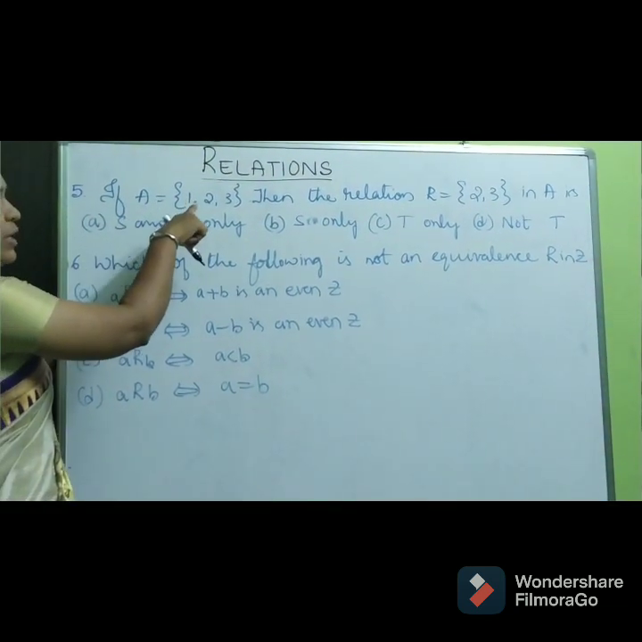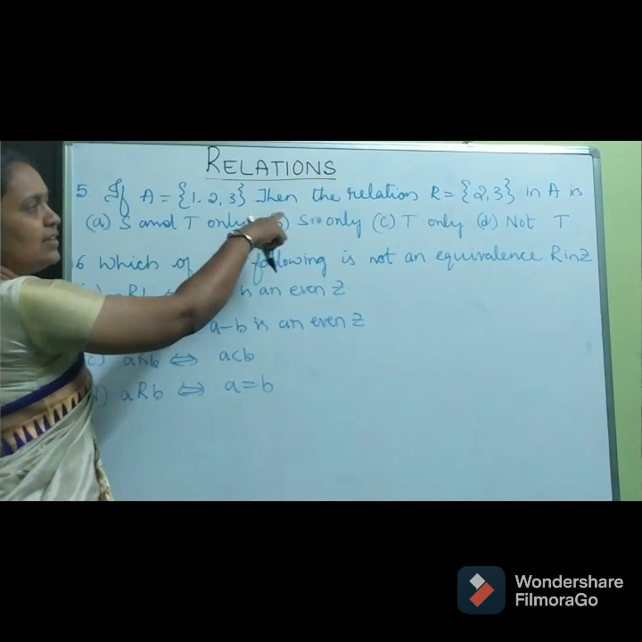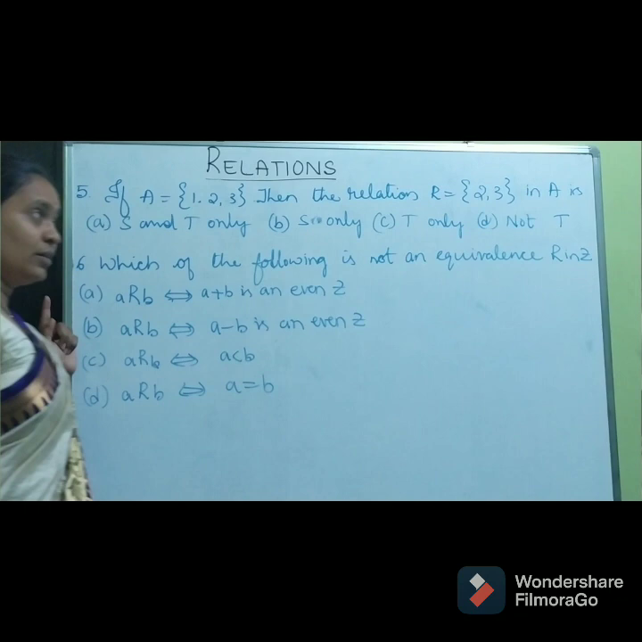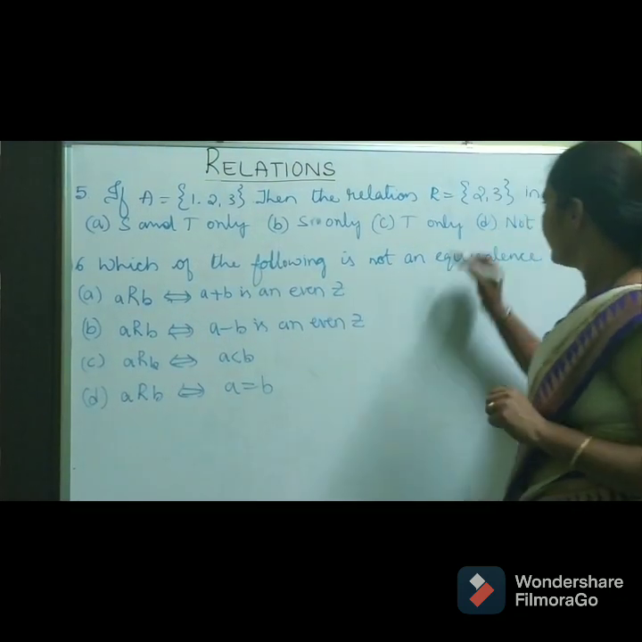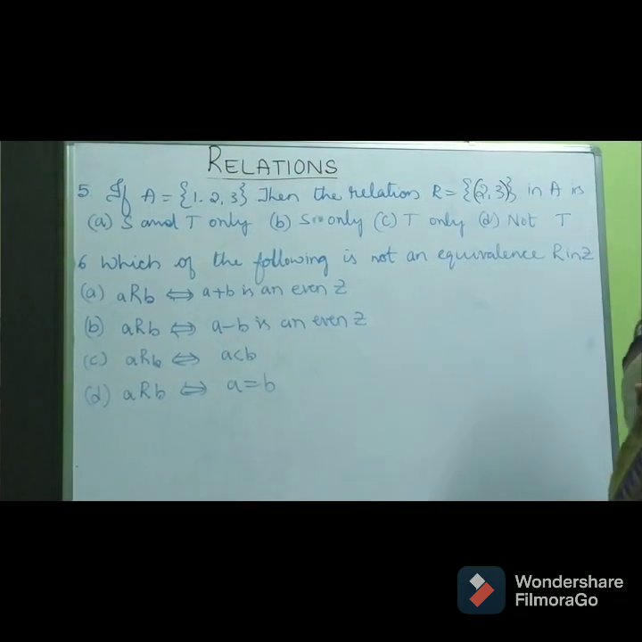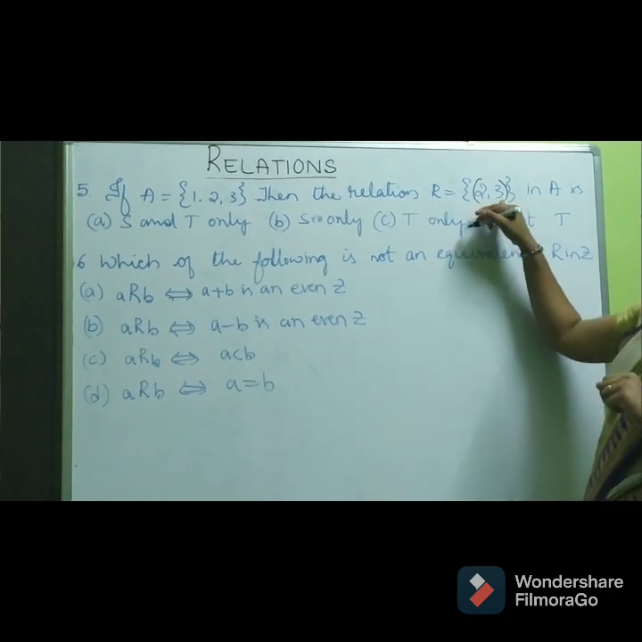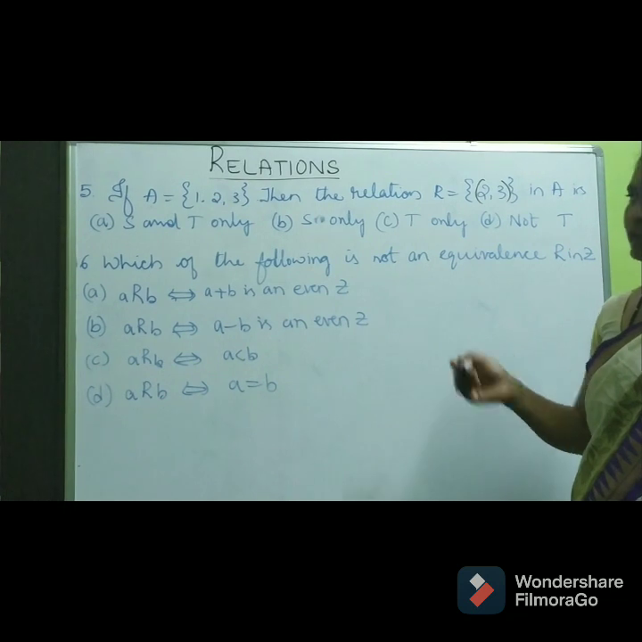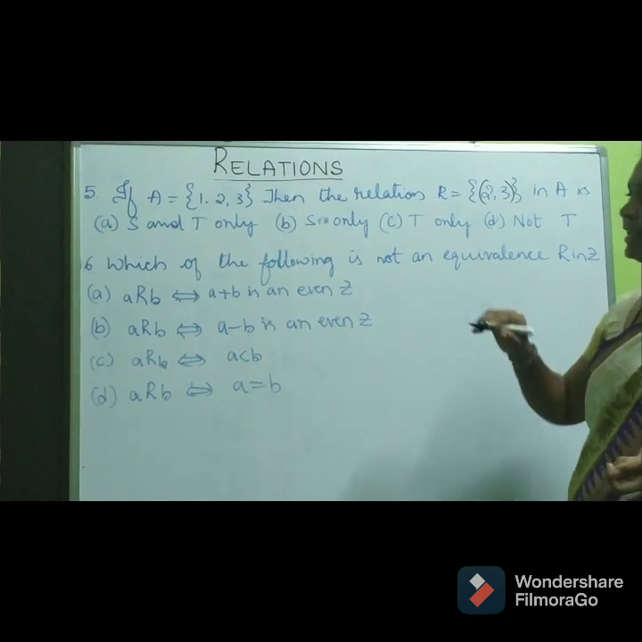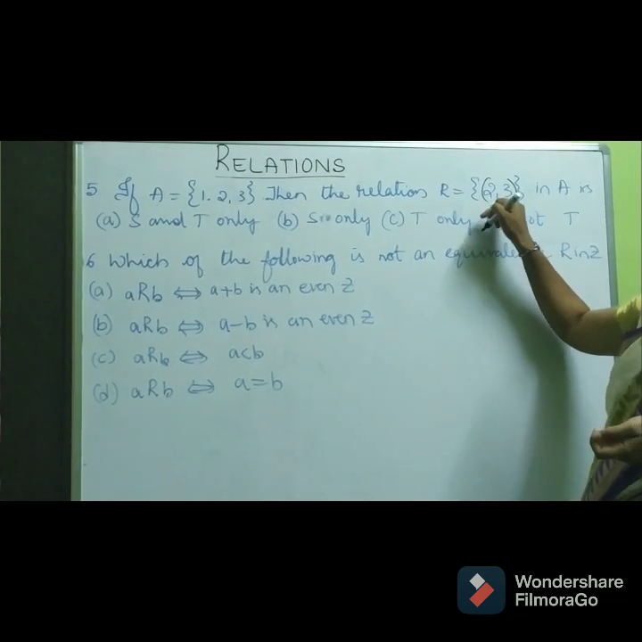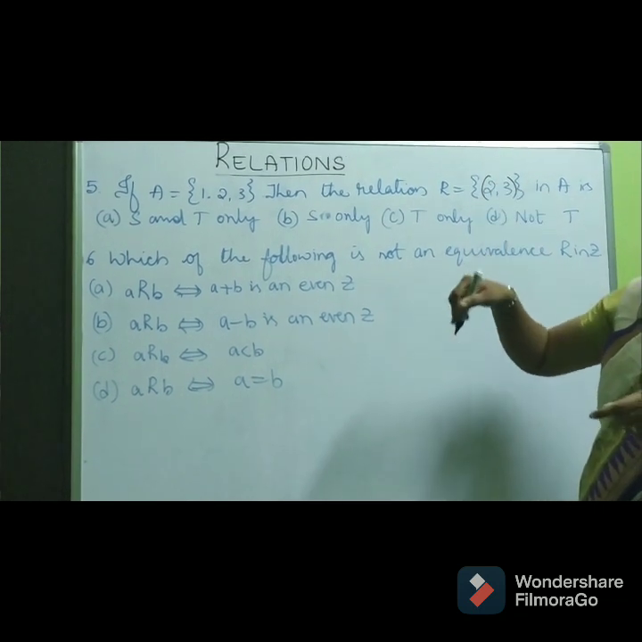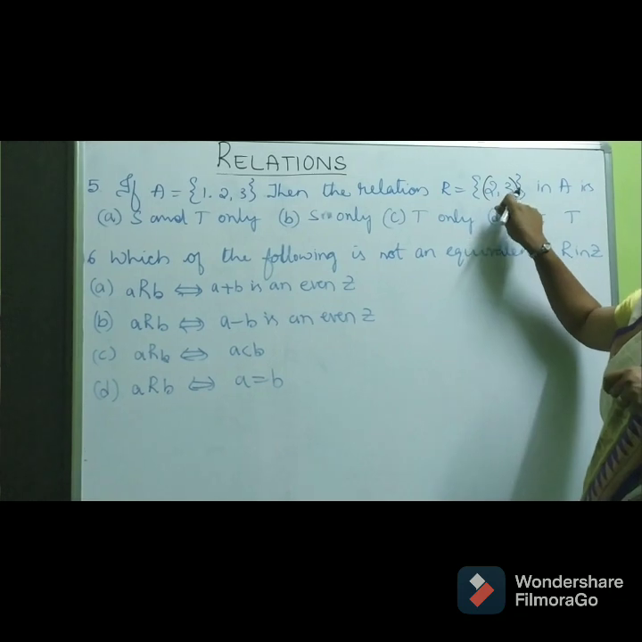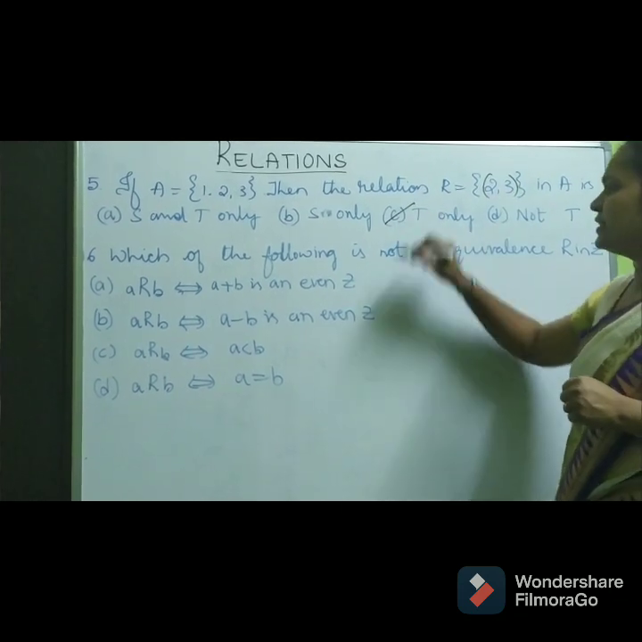If A is equal to {1, 2, 3}, then the relation R is equal to {(2, 3)} in A is. They have given only one ordered pair, (2, 3). Of course, you can easily say it is not reflexive because (1, 1), (2, 2), (3, 3) is not there. It is not symmetric because (2, 3) is there, (3, 2) compulsory there, but it is not there. So, you are left with transitive. Transitive of second kind, transitive only.